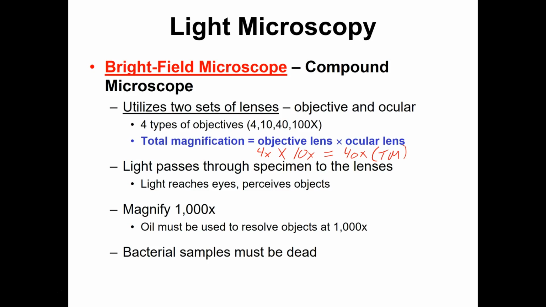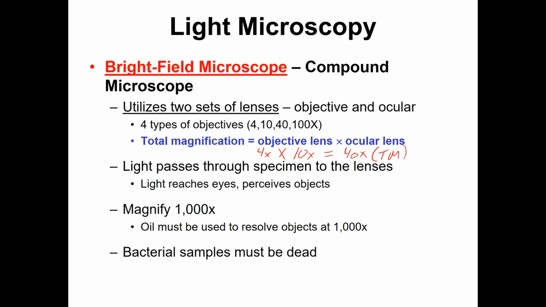Since this is a bright field light microscope, it utilizes a light bulb. The light bulb shines through and illuminates the specimen, and the light that bounces off the specimen is collected by the lenses and reaches your eyes, allowing you to perceive the object. The limit of our bright field microscopes is about 1000x, and even at 1000x, there are some limitations we'll have to deal with. Oil must be employed to help us resolve and focus on those objects at max magnification. Without the oil, we wouldn't be able to utilize our oil immersion objective lens.